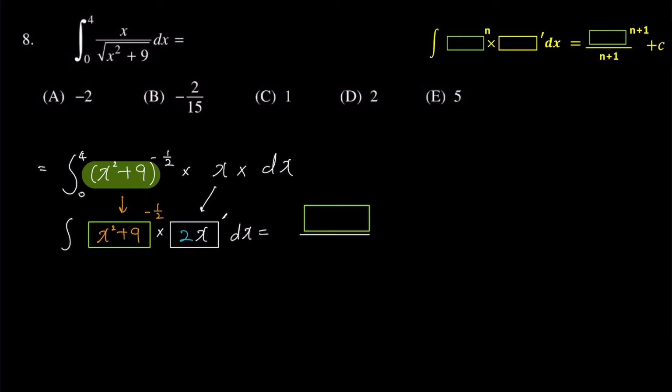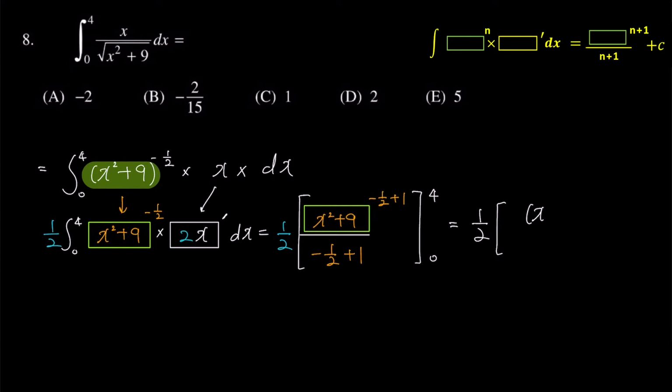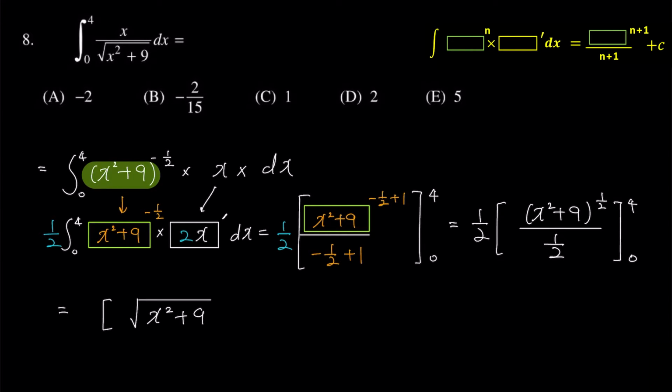Since 2 is not visible in this equation as well, we'll divide the equation by 2. Then the right answer is multiplied by half, and x squared plus 9 is placed in the green box, while the exponent and denominator are negative half plus 1. With a quick calculation, we can simplify the equation so that the exponent and denominator becomes half, and we can multiply the denominator by half to make it 1. If we substitute 4 and 0, the answer is 2.